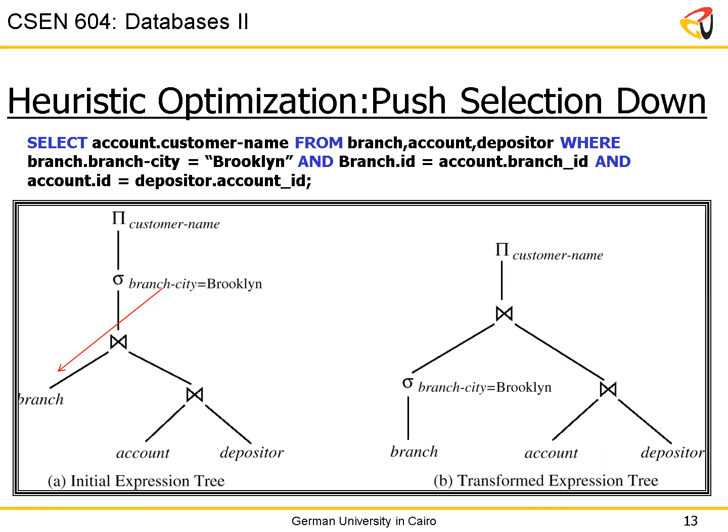We say where branch.branch_city equal to Brooklyn and branch.id equal to account.branch_ID. So in the account table, there is a branch ID, and this is referencing the branch.id, and the account ID equal to depositor.account. Okay, so the heuristic here says push the selection down.